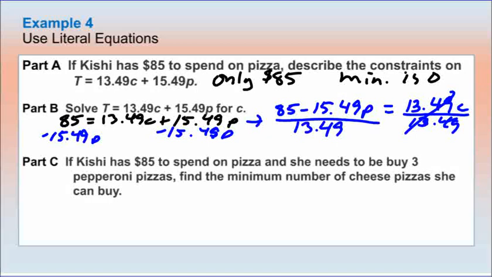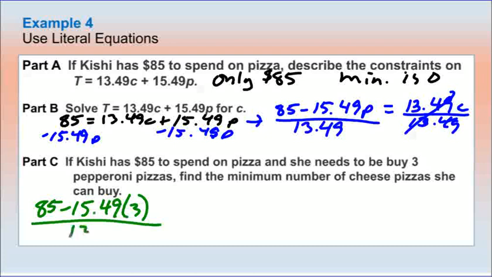Now it says, if she has $85 to spend on pizzas and she needs to buy 3 pepperoni pizzas, find the minimum number of cheese pizzas she can buy. So if P is for pepperoni and she needs to buy 3 pepperoni, I'm going to put 3 in for P. And that's going to give us the number of cheese pizzas that she could purchase.